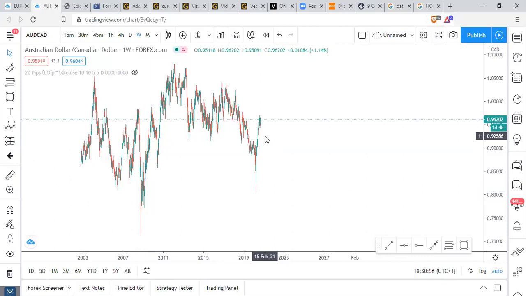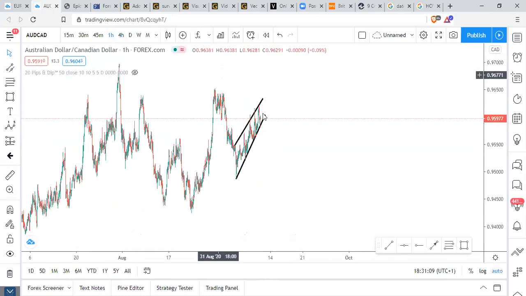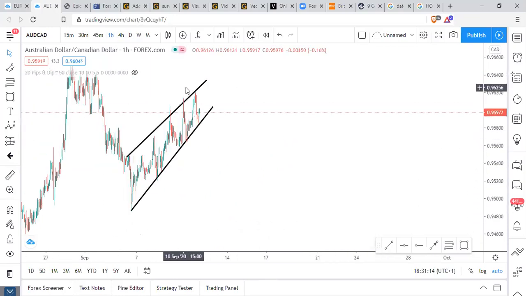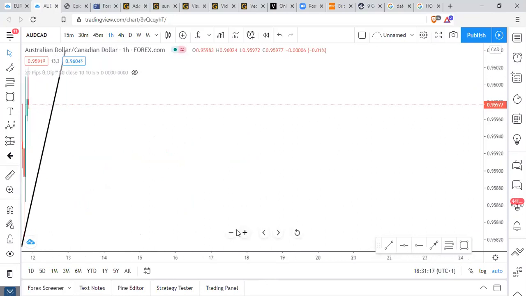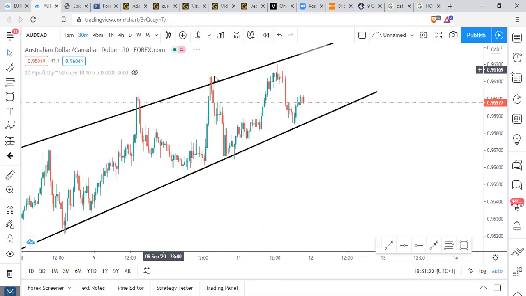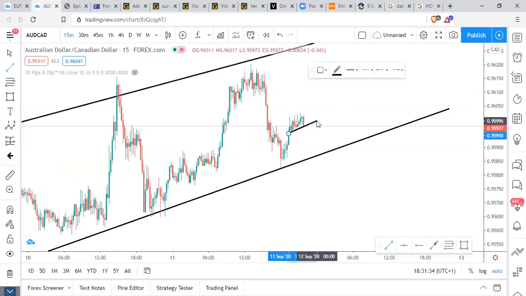So that's how you can determine your time frame. Maybe you start from daily or 4 hours. But for scalpers, you can start from your 1 hour. From 1 hour, you see this channel and say, this is a bullish channel. Then you go down to your 30 minutes or 15 minutes, and you look for buy entries or sell entries here.